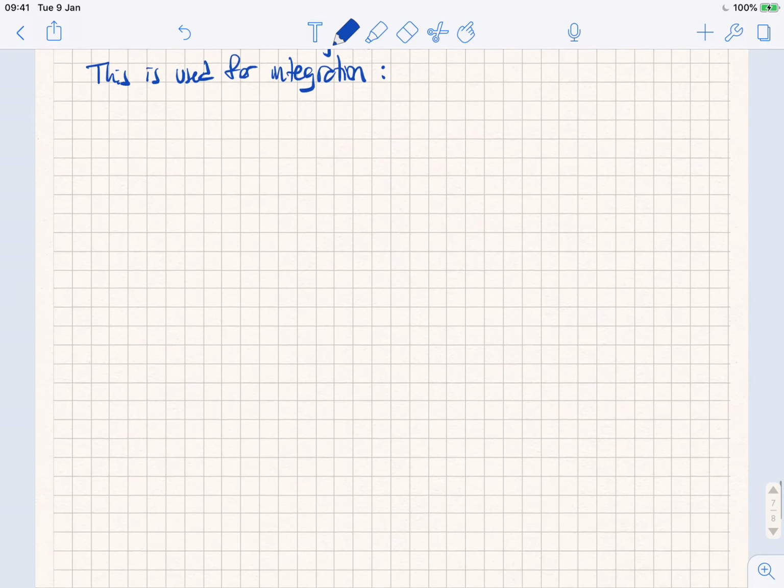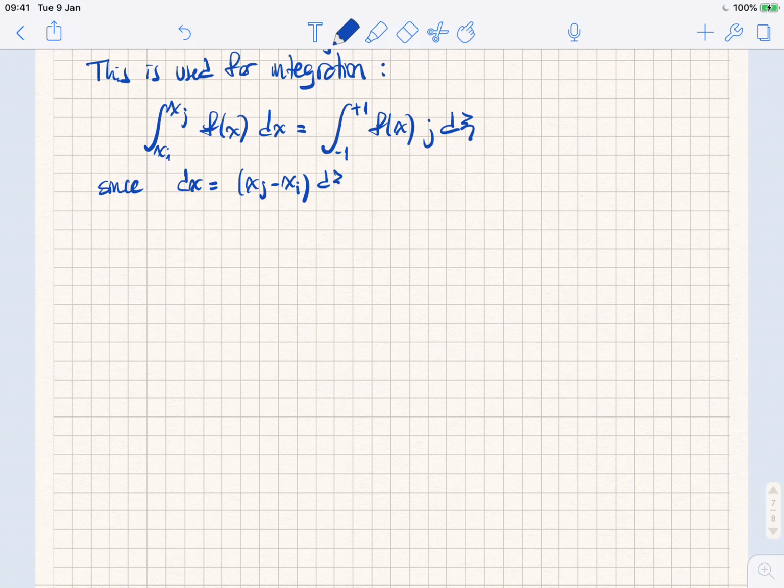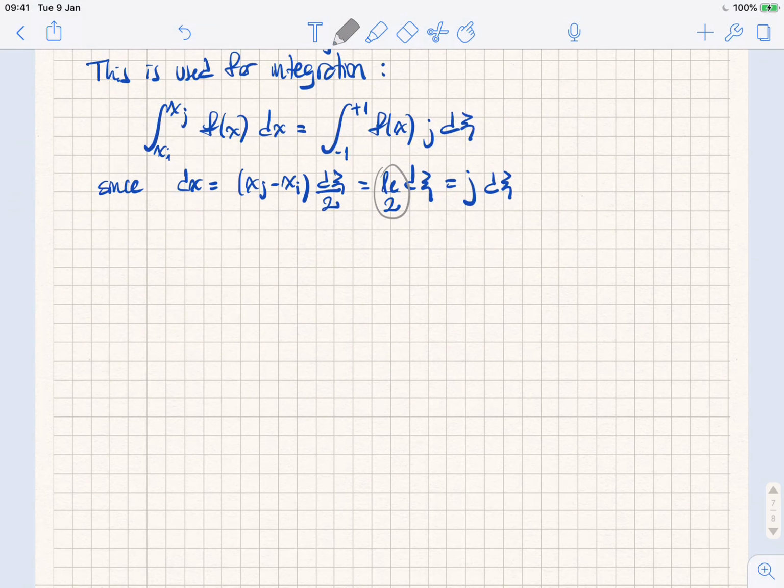So let's see how we use these concepts. So if we have an integral between xi and xj of some function of x, dx, this is going to be transformed into an integral between -1 and +1 of a function that is still a function of x, because we're just changing the limits of integration, and then j dc, where j is called the Jacobian of the transformation. And we can obtain this very straightforwardly. So what you see here, the length of that element divided by 2 is what we define as the Jacobian.